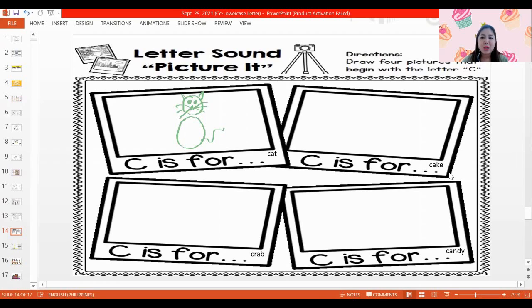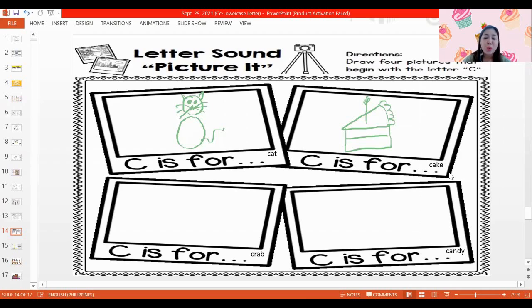For the next picture, I want to draw a cake. So I will draw a slice of cake just like this. So you can draw your cake different if you like. And I will also draw a candle on top. So I have C is for cake. And also the candle. C is for candle.